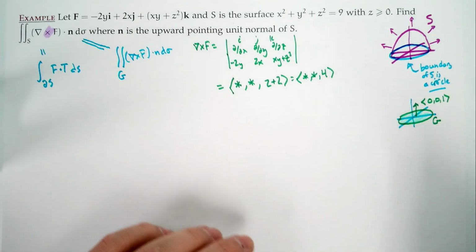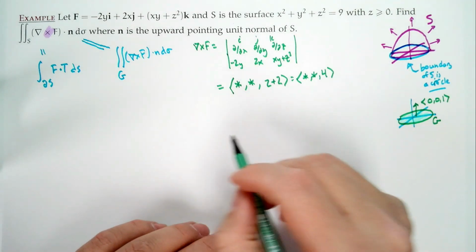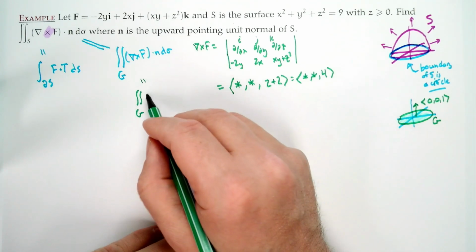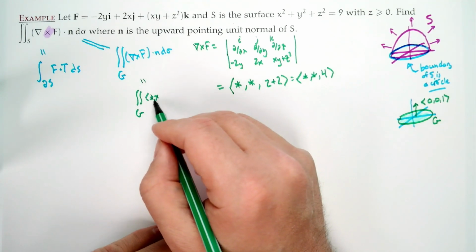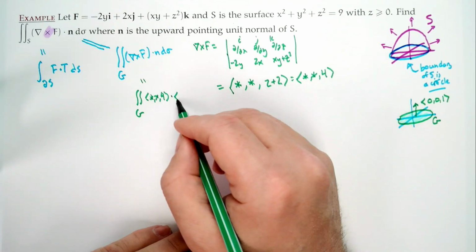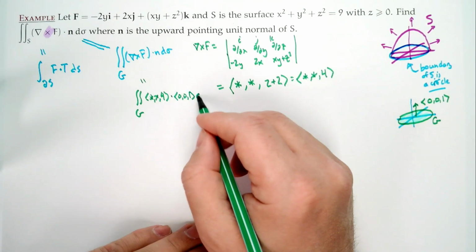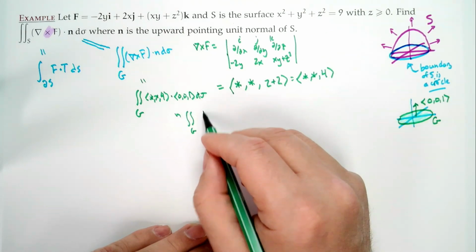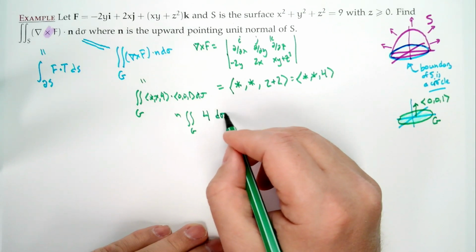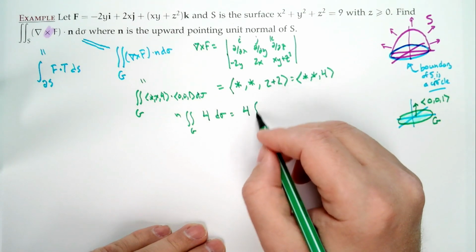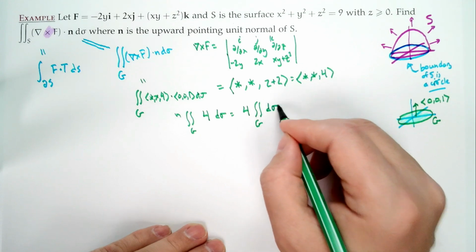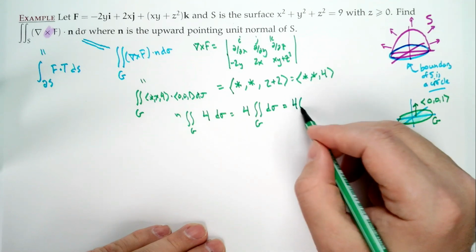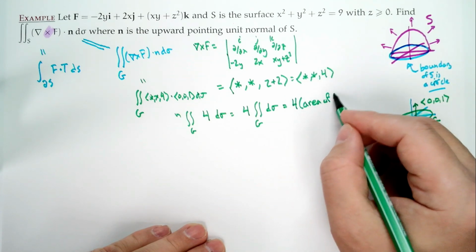All right, so what do we have? Well, our integral becomes the integral along G of something 4 dot 0, 0, 1 d sigma, which becomes the integral along G of 4 d sigma, or if you like, the 4 comes out, integral along G of d sigma, but as we've mentioned before, that's just the area of the surface. So 4 times the area of G.